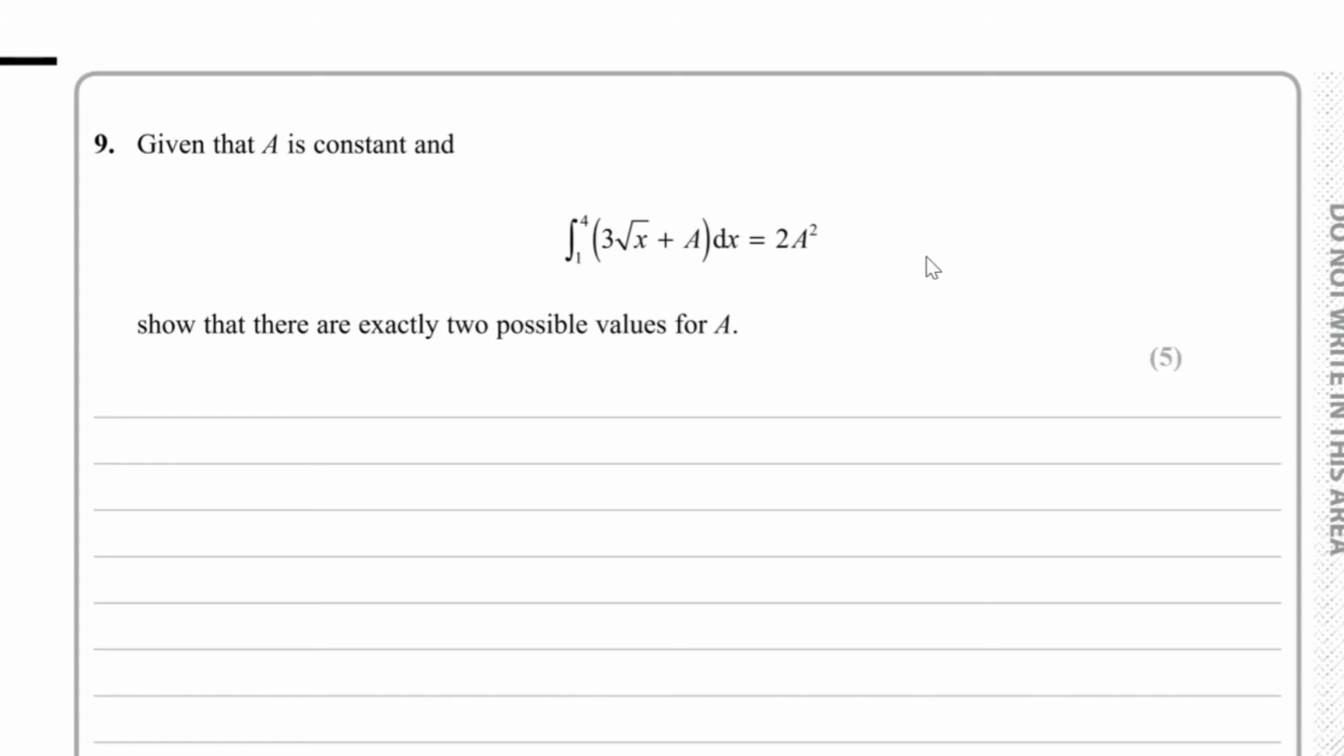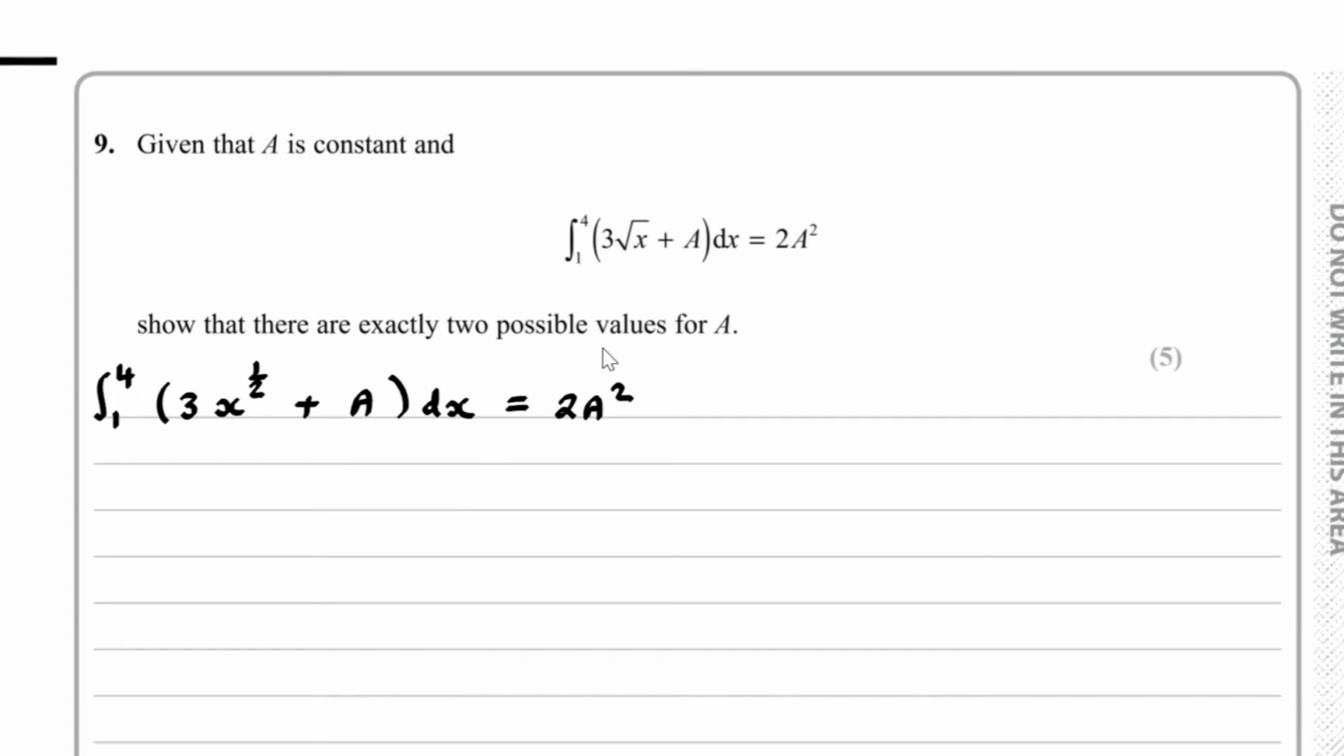Question number 9. We're given that a is a constant and the integral of 3 times square root x plus a with respect to x in between 1 and 4 is equal to 2a squared. We have to show that there are exactly 2 possible values for a. Well, I've got the integral between 1 and 4 of, to make life easier for myself, I'm going to rewrite this as 3x to the power of 1/2 plus a. And this is equal to 2a squared.